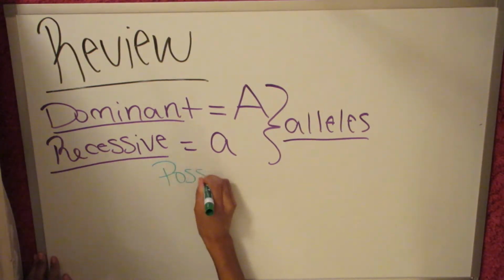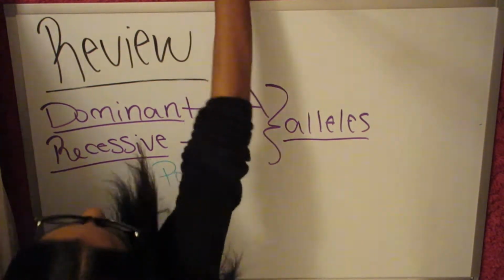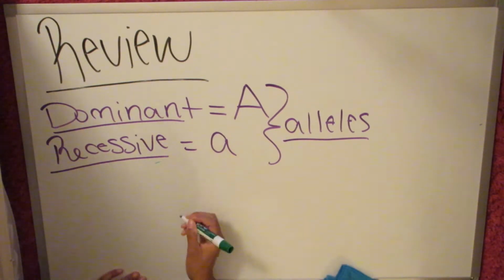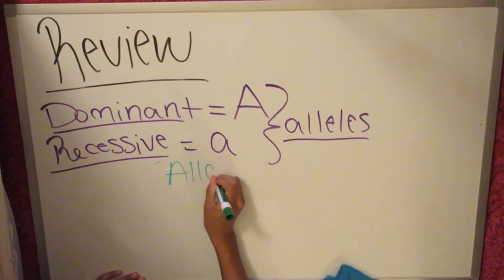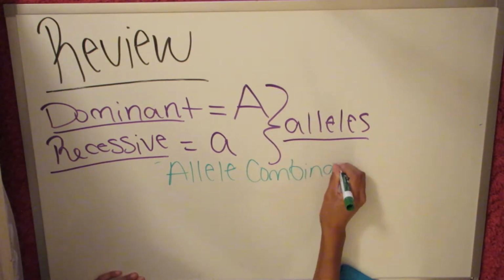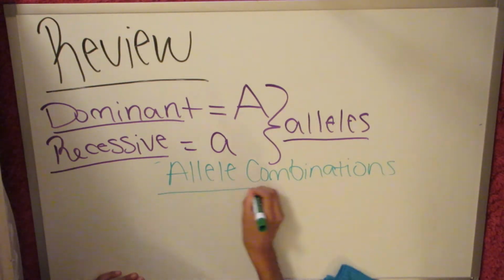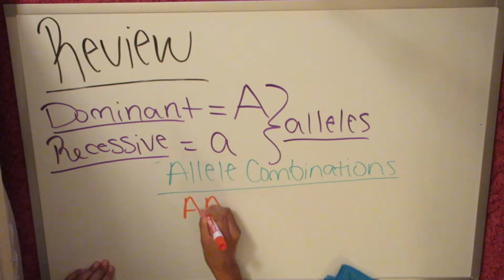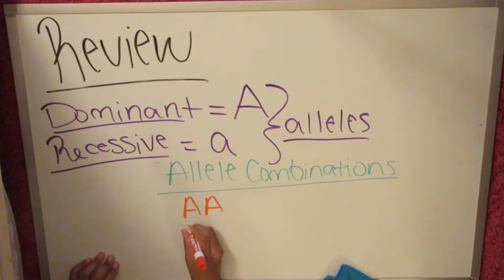So there are three different allele combinations. I was trying to cut it short, but I need to say the whole word. There are three different allele combinations. Let's review them. So the first one is two capital A's. Then we have either a capital A and a lowercase a, or two lowercase a's.